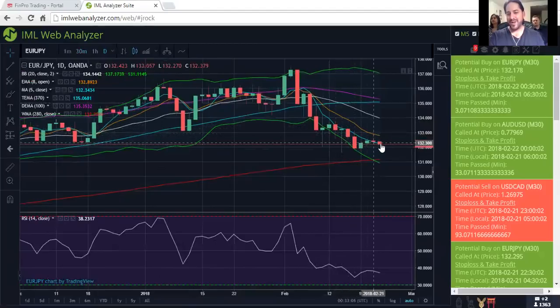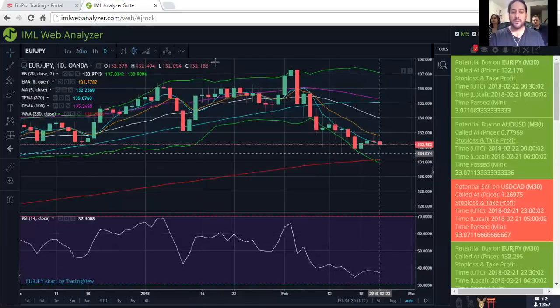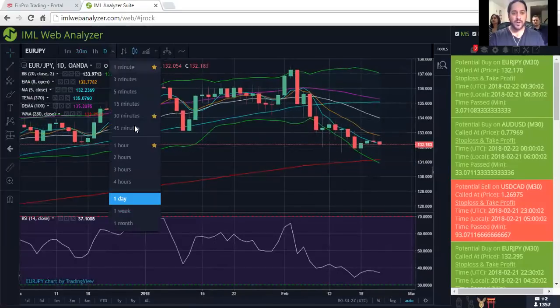Now we're trending sideways. Is it going to fall off, or is it going to jump up? Well, here we have support at 131.15. We're at 132.17, about 100 points away. To me, I would say that the longer time frames are saying this is going to fall. The euro is going to fall against the Japanese yen. Let's go to the 4-hour chart.